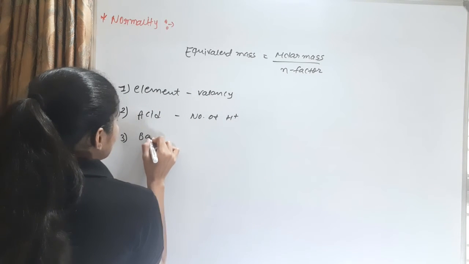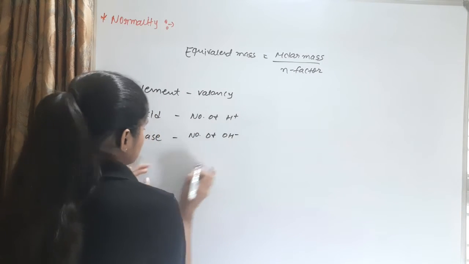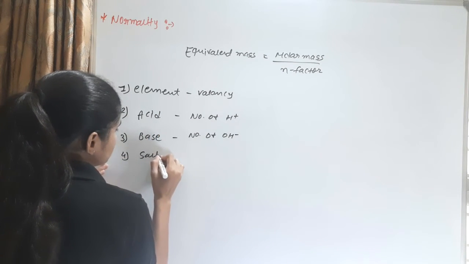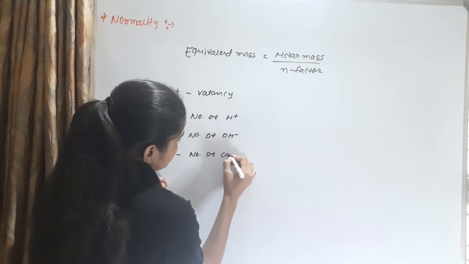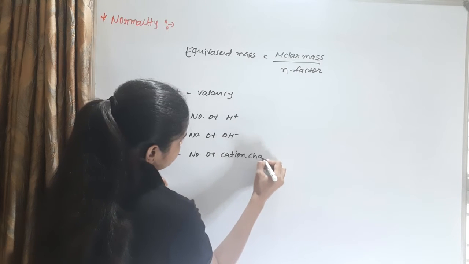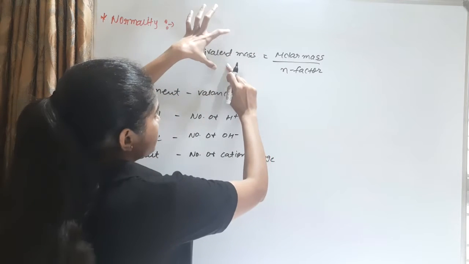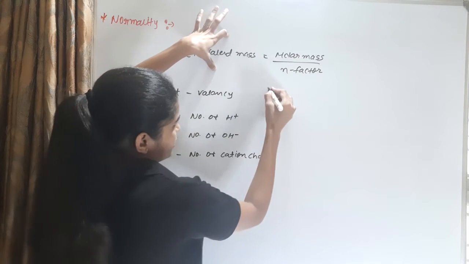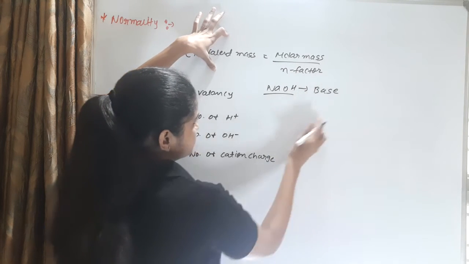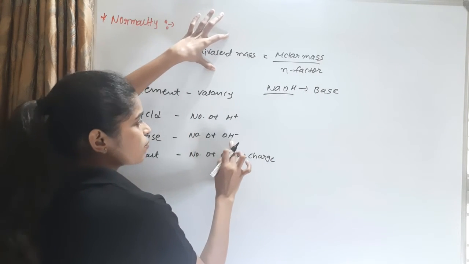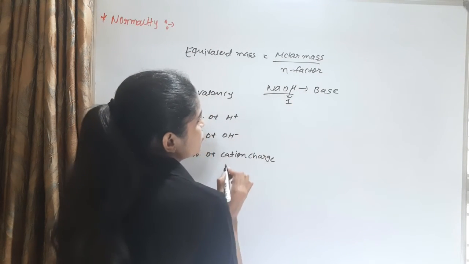Third, for a base, its n factor is the number of OH minus. And fourth, for a salt, the n factor is the number of cation charges. For example, equivalent mass is equal to molar mass upon n factor. NaOH is a base. For a base, the n factor is the number of OH minus. In NaOH, the number of OH minus is equal to 1.